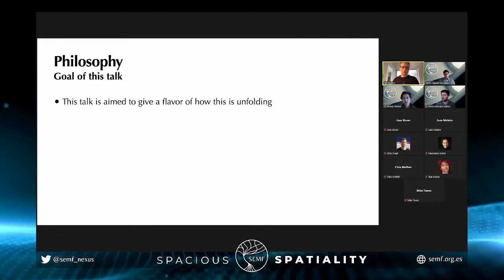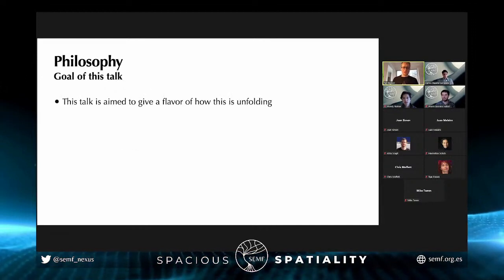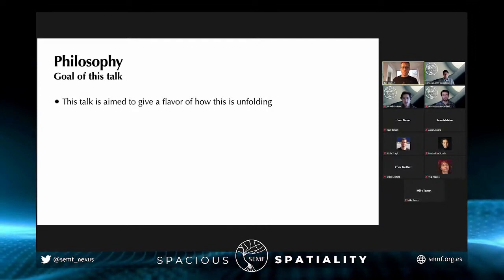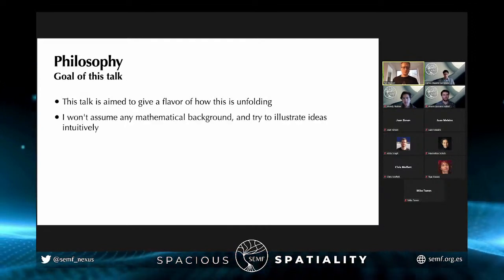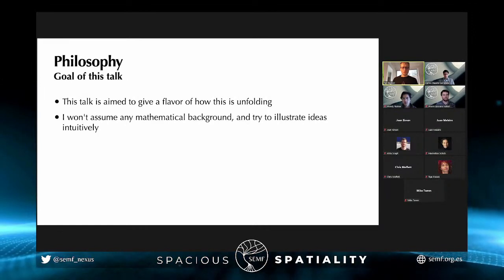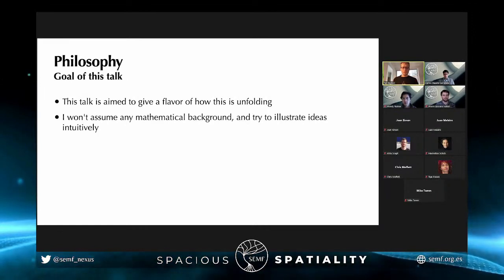So in this talk, there's a lot there. So what am I actually going to try to give you today? I'm going to try to give you a flavor of how this is unfolding in the project. So I won't assume any mathematical background, and I'll try to illustrate ideas intuitively and sort of leave rigor for other venues.